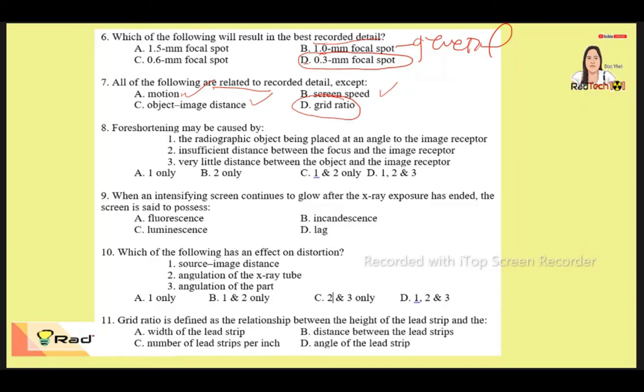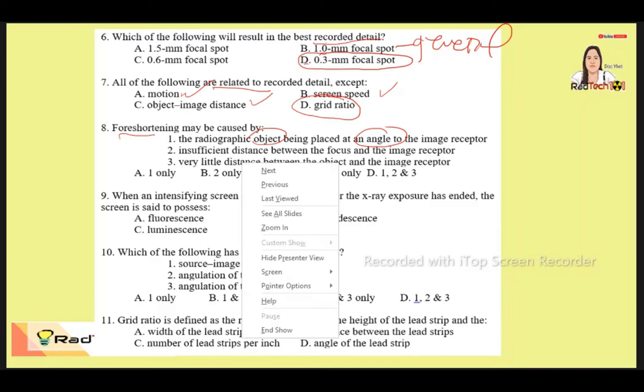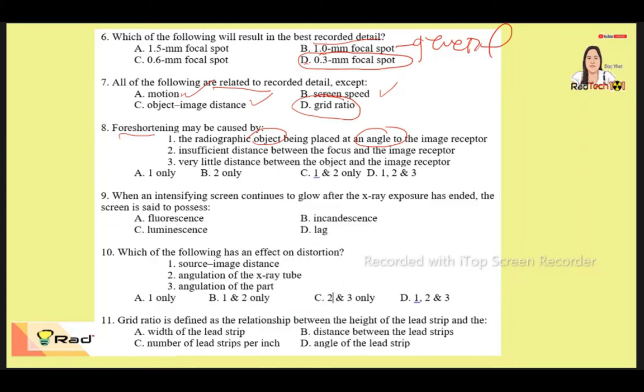Number 8, foreshortening may be caused by the radiographic object being placed an angle to the image receptor. Yes, it can result to foreshortening if naka-angulate yung ating part ng patient. Dapat kasi either parallel siya or perpendicular, depende kung ano yung image being produced. Pero dapat hindi siya naka-angulate kasi dapat lahat ng parts ng patient to be examined is dapat nakadikit sa ating IR. So, if there is an angulation, so it can result to foreshortening.